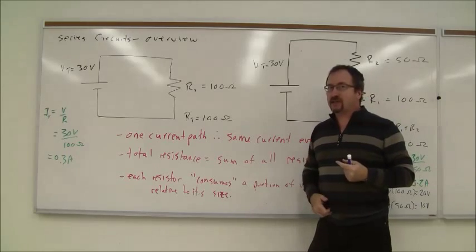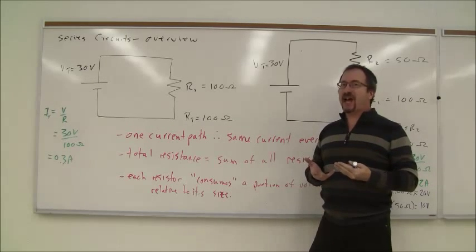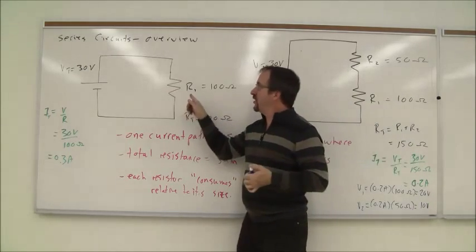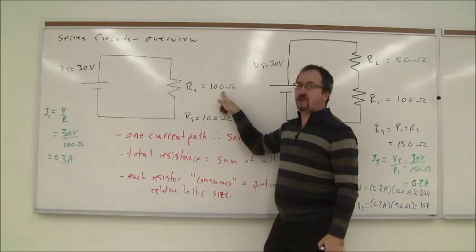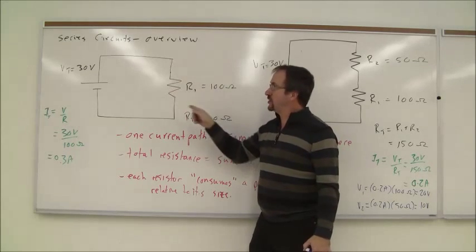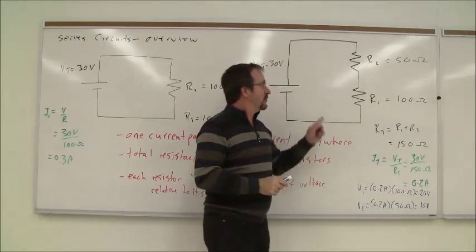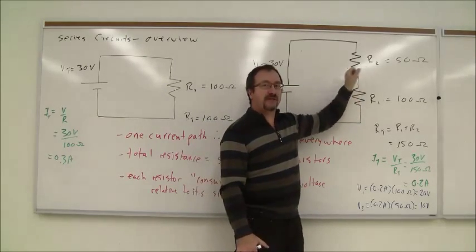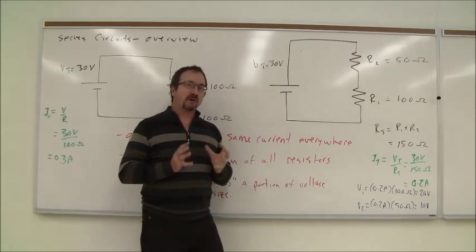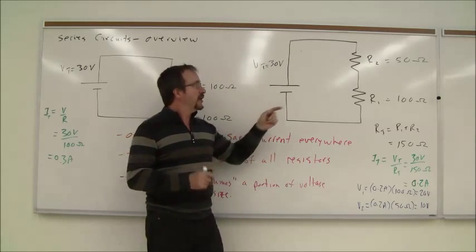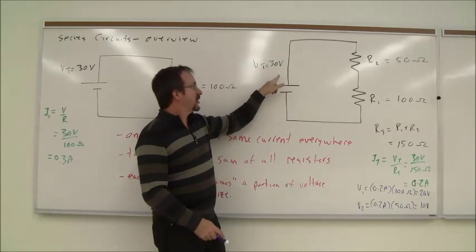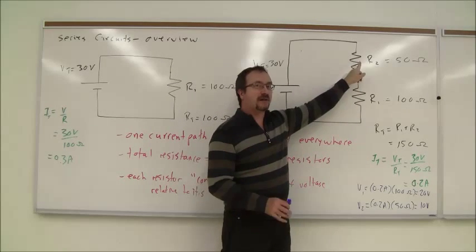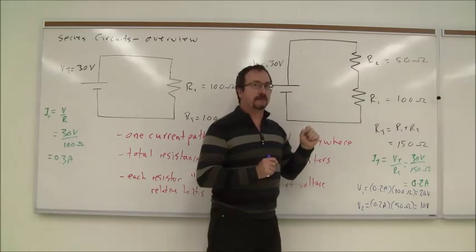When it comes to resistors, resistance is additive. In this case, I only have one resistor. It's 100 ohms. Therefore, the resistance for the whole circuit is 100 ohms. But in this one, I have two resistors. R1 is 100 ohms, R2 is 50 ohms. So my total resistance for the circuit is 150 ohms. The voltage here has to push through 150 ohms, not just 100.